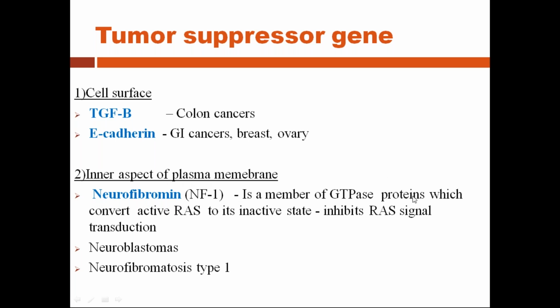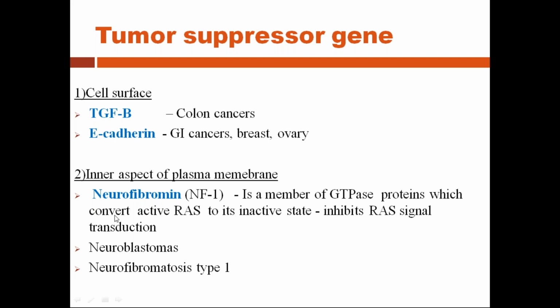It's a member of the GTPase proteins. The normal function of this protein is that it converts active RAS to inactive RAS. So when this is inactivated, what happens? Active RAS is not converted to the inactive state, so it is in a continuously activated state. So there is continuous activation of other signal transducing pathways, activation of nuclear transcription factors, and the cell is always there in the cell cycle.